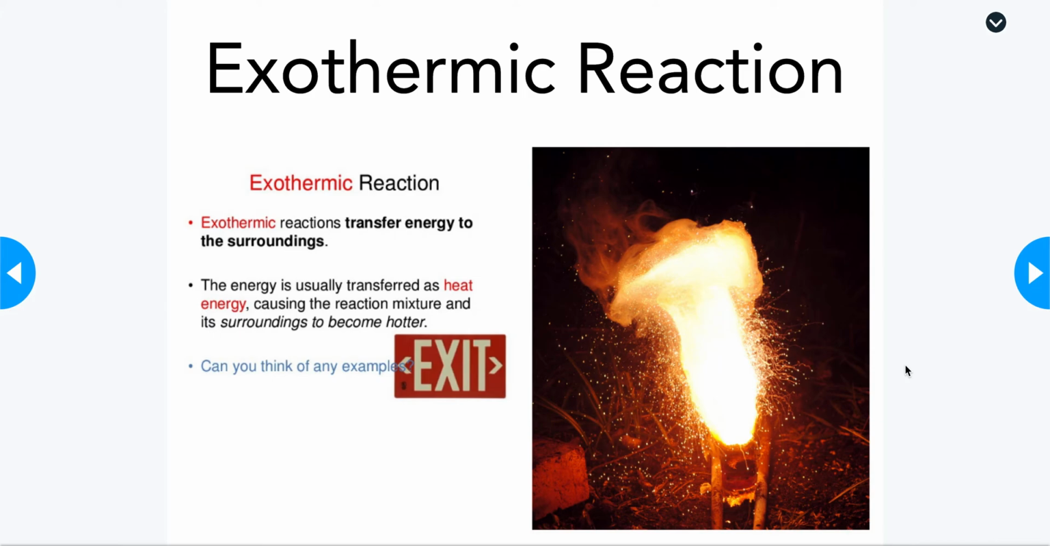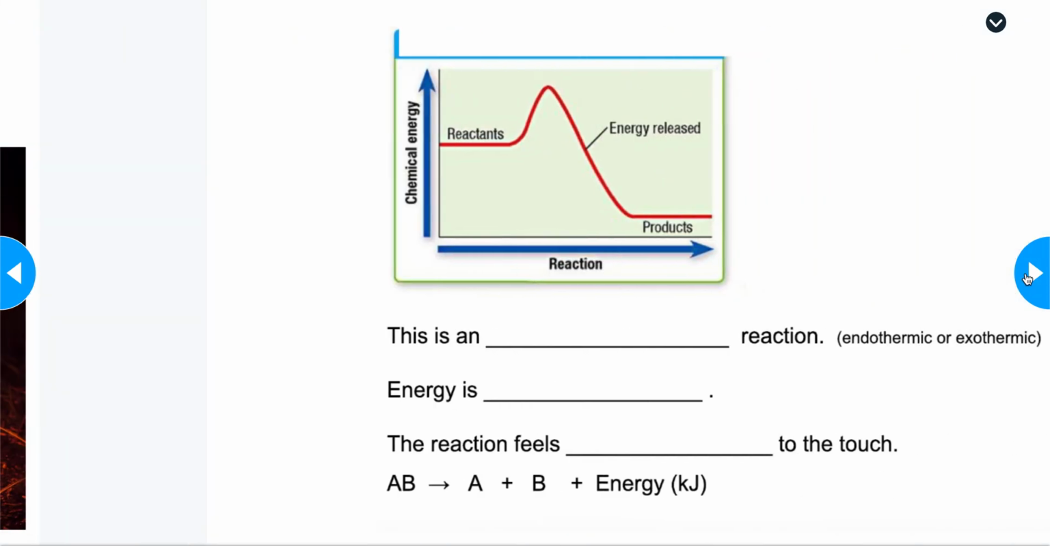So just think about a piece of wood. Yes, you have to put energy into the wood in order to get it started, but once the log begins to burn, it's going to put out so much more heat energy than you initially put in to get it started. So any kind of burning wood is going to be an exothermic reaction.